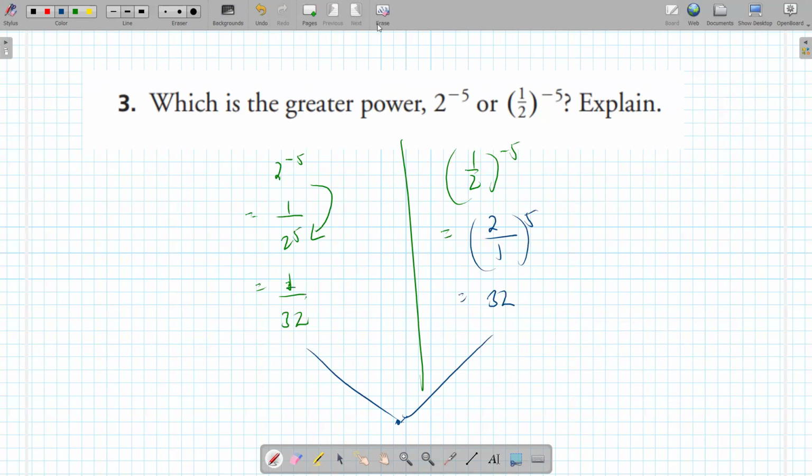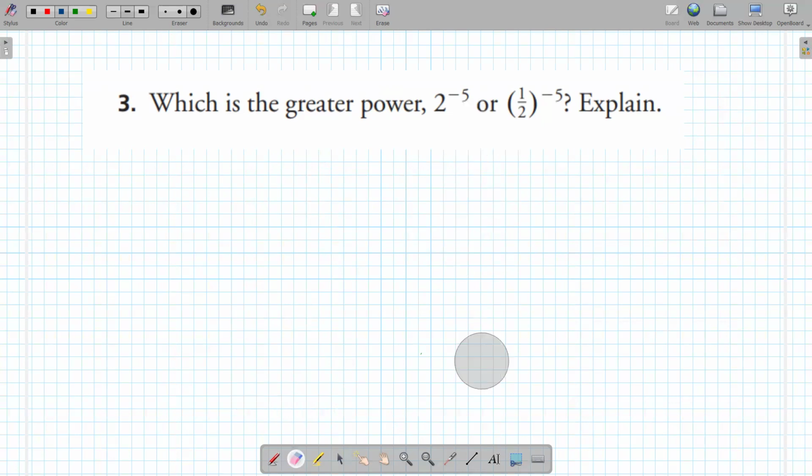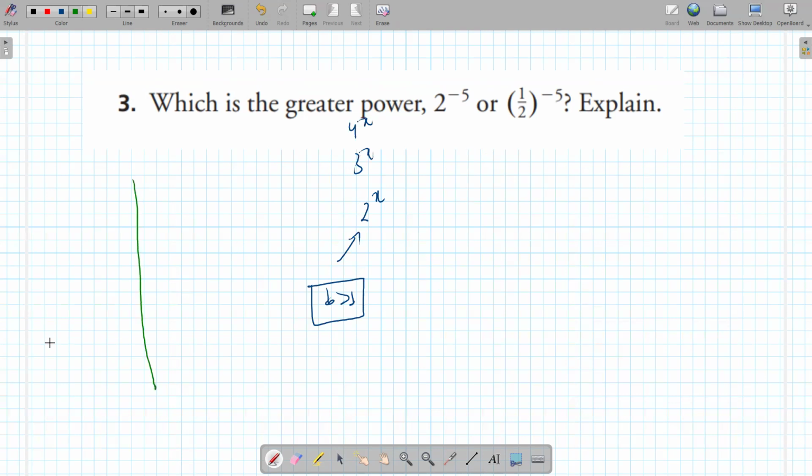This kind of has to do with the parent function. Let me show this to you graphically. If you have 2 to the power x or 3 to the power x, anything when the base is bigger than 1, 2 to the power x, 3 to the power x, 4 to the power x, doesn't matter, 2.5 to the power x, the parent function looks like this.